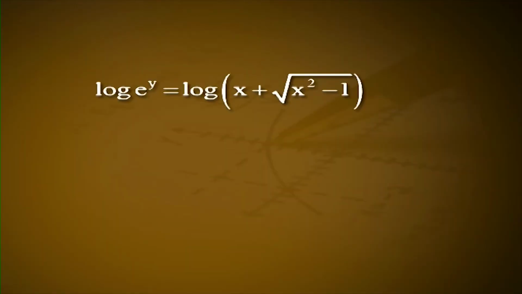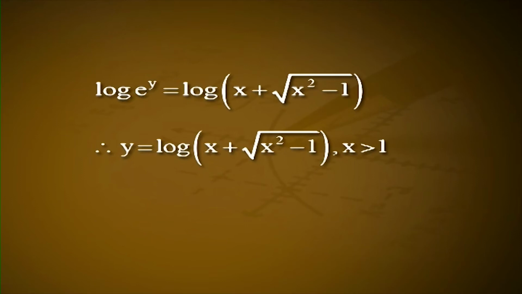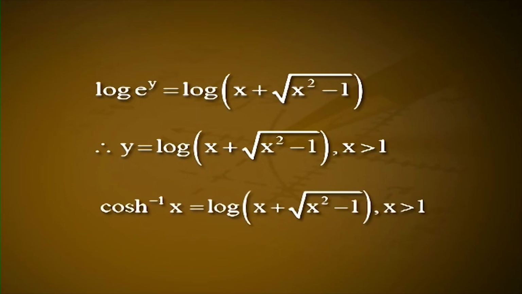Taking logarithm on both sides, we get log e raised to y is equal to log of x plus root of x square minus 1. Therefore, y is equal to log of x plus root of x square minus 1, x greater than 1. Cos h inverse x is equal to log of x plus root of x square minus 1, x greater than 1. To find the inverse of tan h inverse x, let y is equal to tan h inverse x, where modulus of x less than 1.